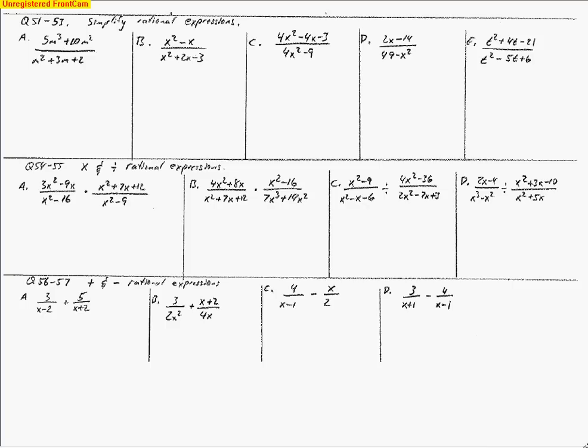Questions 51 and 53 are asking us to simplify rational expressions. Let's take a look at this first one here. What we want to always do is look for common factors. No matter if you see an x squared or an x to the third or m to the third, always look for common factors first and pull those common factors out.